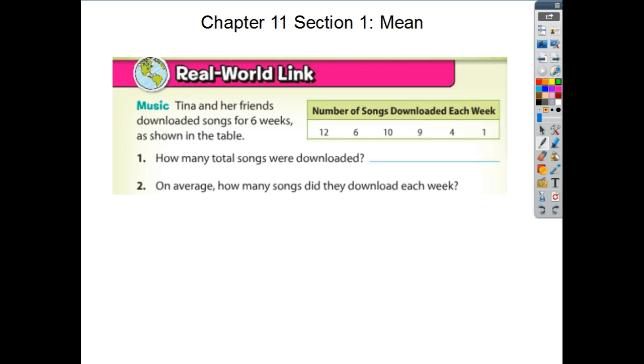So if I need to say what's the total number of songs that were downloaded in this problem? It says that Tina and her friends downloaded songs for 6 weeks. What is the total number of songs downloaded is my first thing. I take all of my data and I add it all together. So 12 plus 6 is 18, plus 10 is 28, plus 9 is 37, plus 4 is 41, plus 1 is 42.